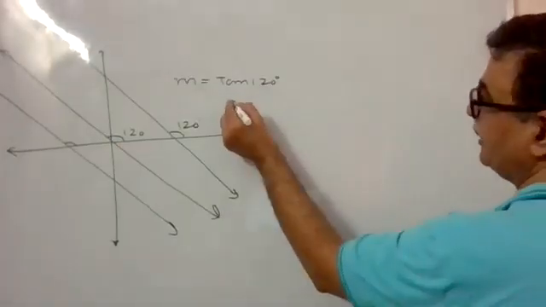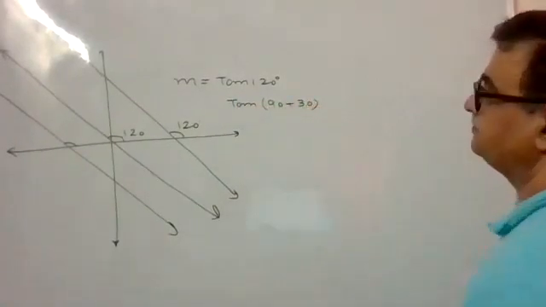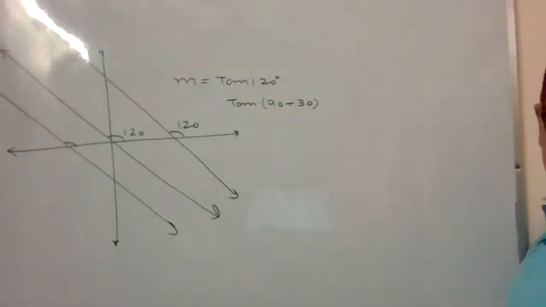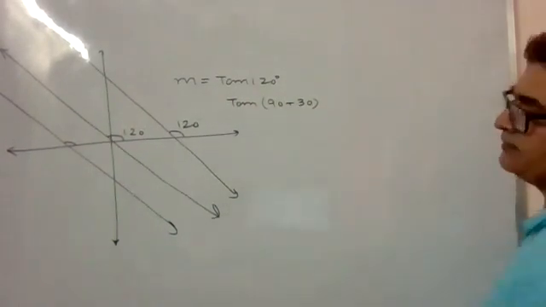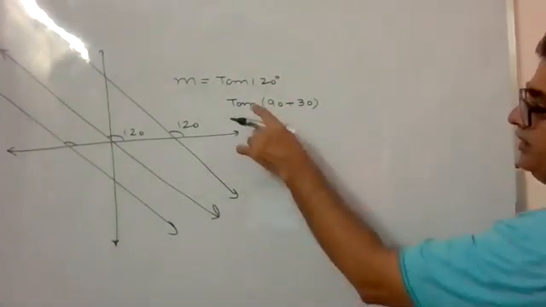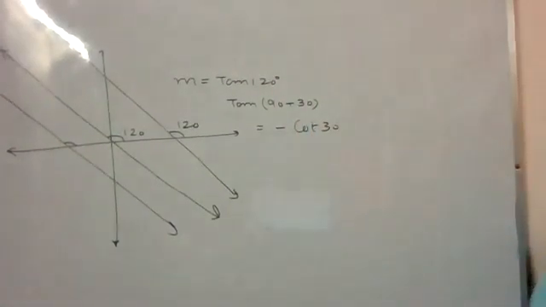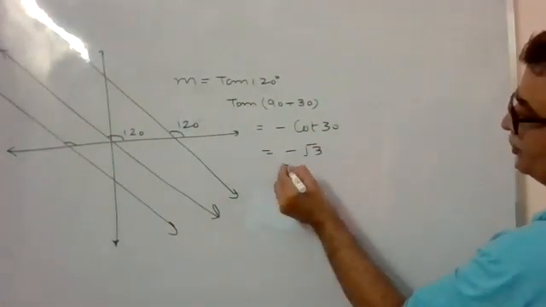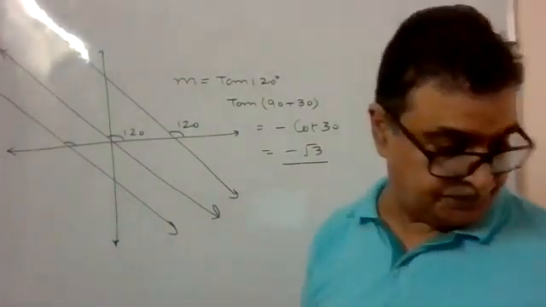And 120 means what I should write? This will be 90 plus 30. यही करेंगे? 90 plus 30. Yes, you can do that also. tan 90 plus 30. Second quadrant में tan क्या होगा? Minus. And tan will change to cot 30. What is cot 30? root 3. Minus of root 3. So I got the slope as minus root 3.